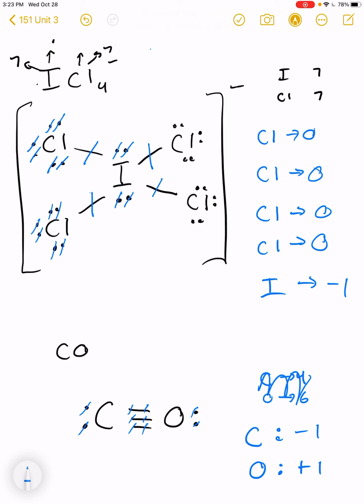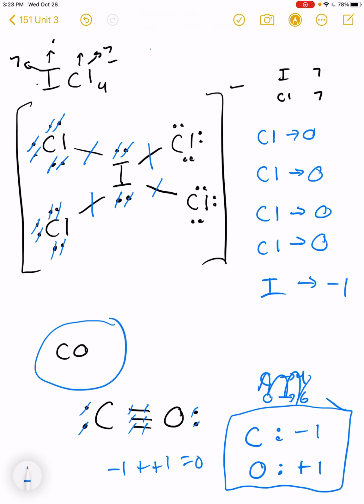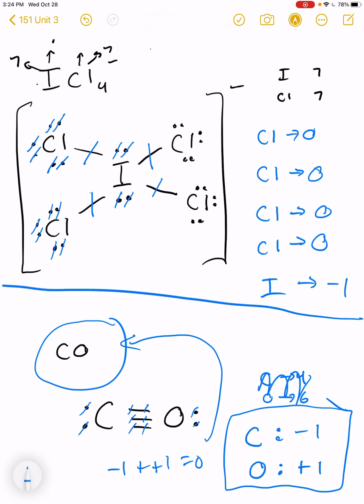Now let's notice one other thing about formal charges. Negative 1 plus positive 1 is 0. The overall charge on neutral carbon monoxide is 0. If we have a neutral molecule like carbon monoxide, the formal charges must add to 0.